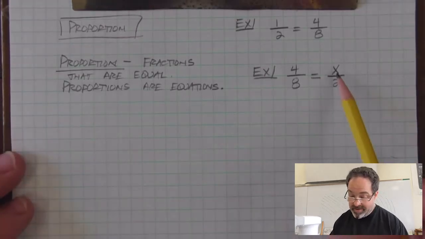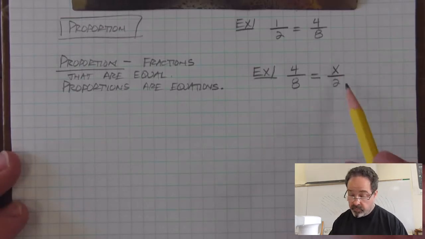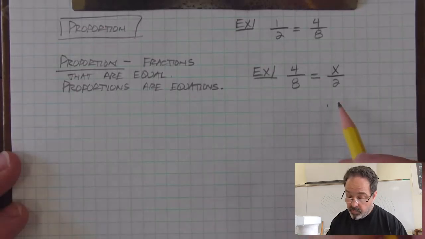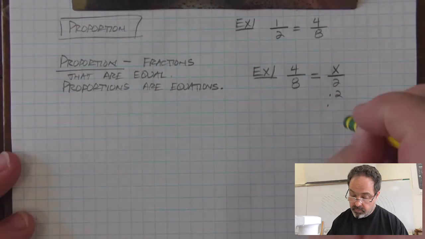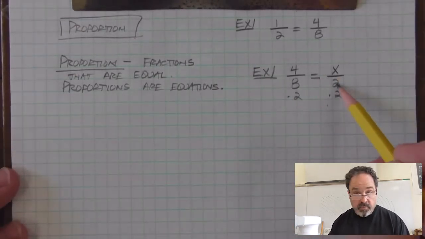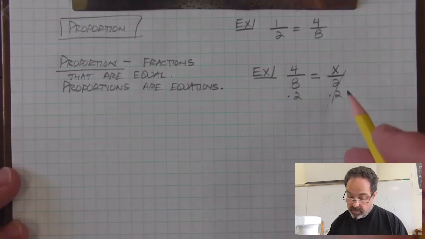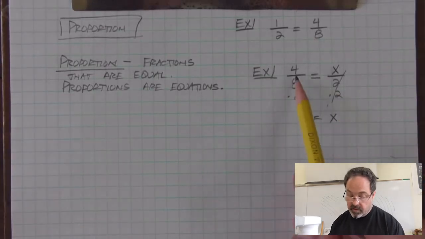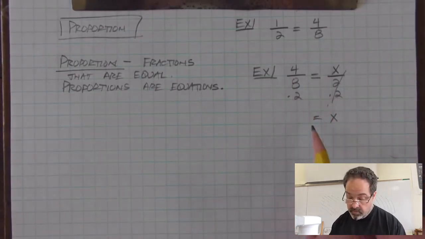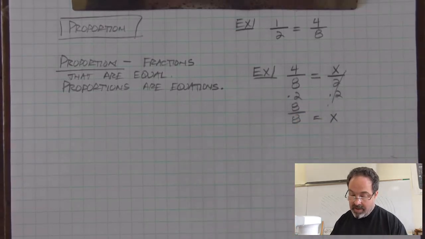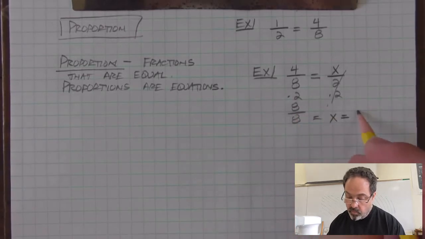To do that, we want to get x by itself. X is being divided by 2. So to undo the division by 2, we do the inverse of dividing by 2, we multiply both sides by 2. X divided by 2 and then multiplied by 2 cancel out, leaving the x. And on the other side, 4/8 times 2 will be 8/8. And 8 over 8 is equal to 1.